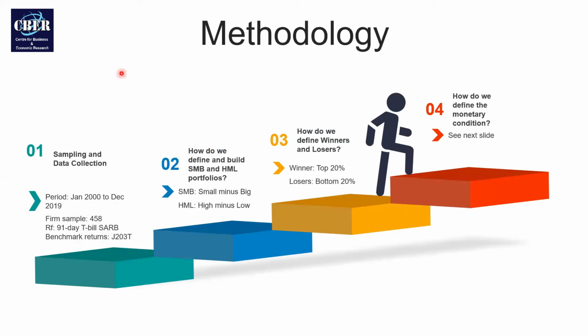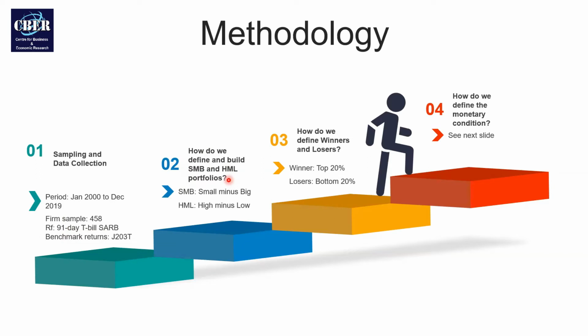My partner, Ranchin, was the spearhead, the math whiz of the empirical section. I'll start off with the sampling and data collection. The period ranged from January 2000 to December 2019. Why from the year 2000? Well, because the South African Reserve Bank's monetary policy framework changed to inflation targeting. Our firm sample was 458, and the proxy for the risk-free rate was the 91-day Treasury bill of the South African Reserve Bank, and the benchmark returns were from the JSE index. And then we ask ourselves, how do we define and build the small minus big and high minus low portfolios?